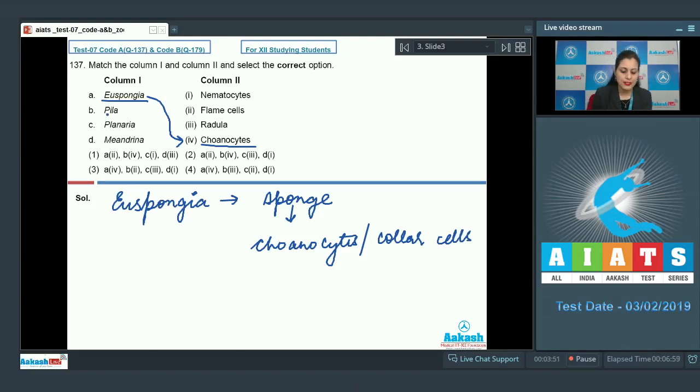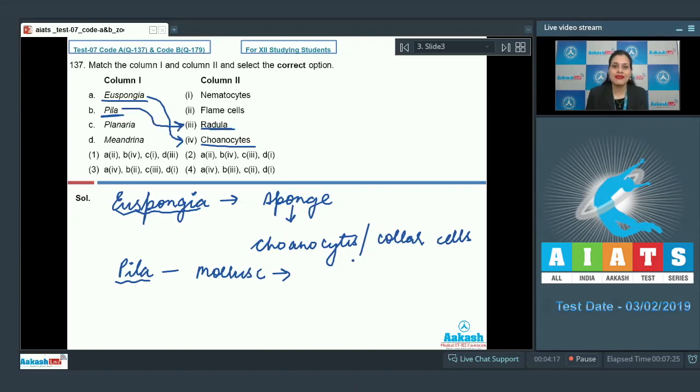The next option given is Pila. Pila is a mollusk. And option number B in column 1 is a correct match for option number 3 in column 2, that is radula. Radula is a file-like rasping chitinous structure which is present in the mouth part of mollusks, such as Pila. So A matches with 4 in column 2, B matches with 3 in column 2.